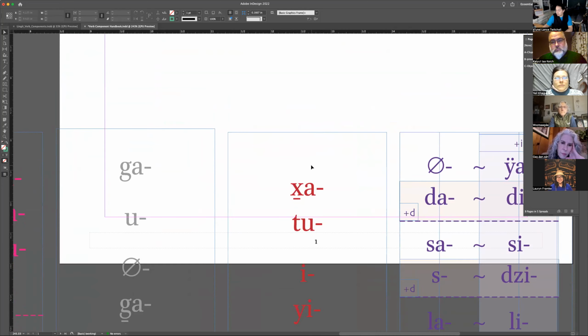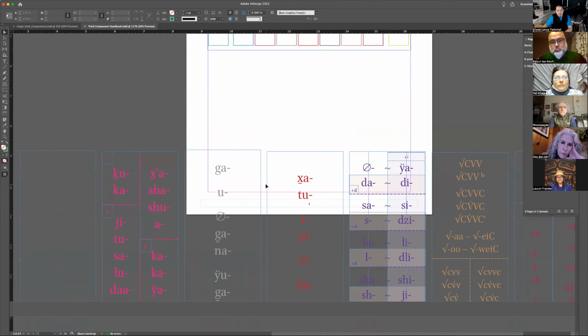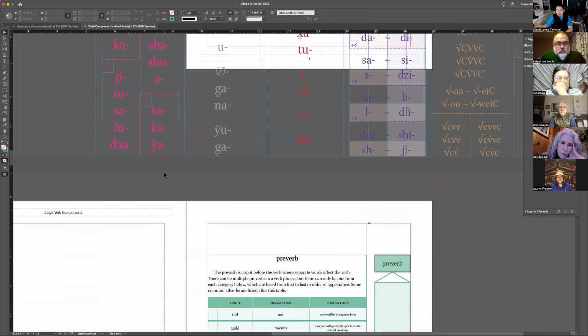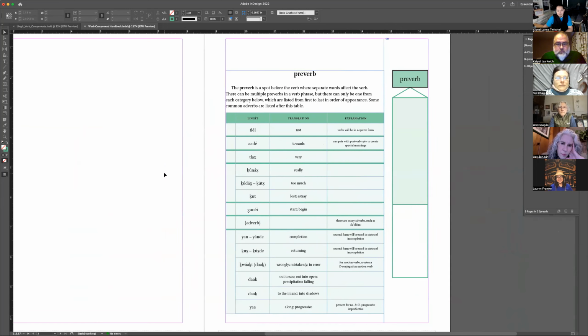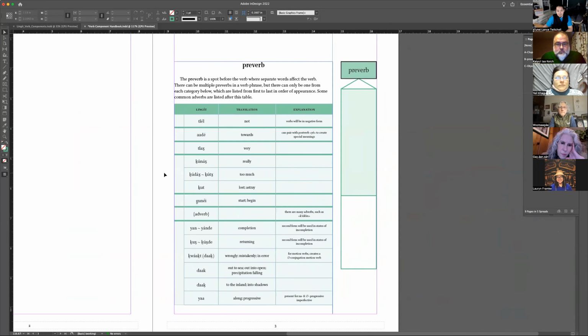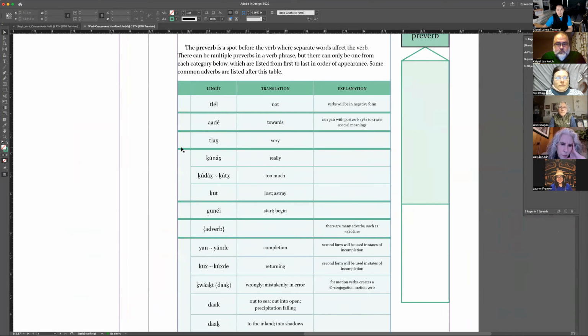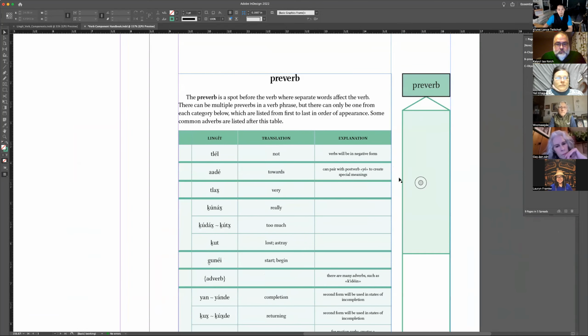So going through, the idea here is I'm going to create tables for each of these that are color-coded and that show you what they are. For example, when you go to page 3 here, this is the preverb. So there'll be a little marker over here to remind you we're looking at the preverb now. There'll be a little bit of text, very short, just to say it's a spot before the verb for separate words that can affect the verb. And then it'll show you the ones that are listed.